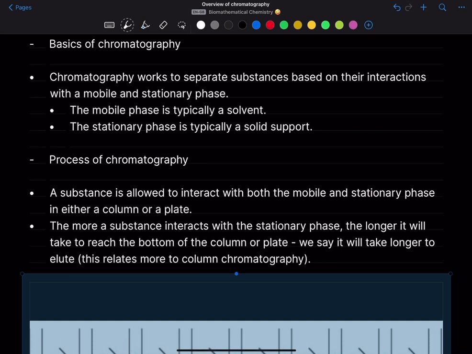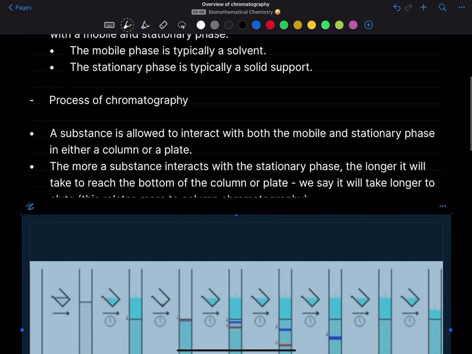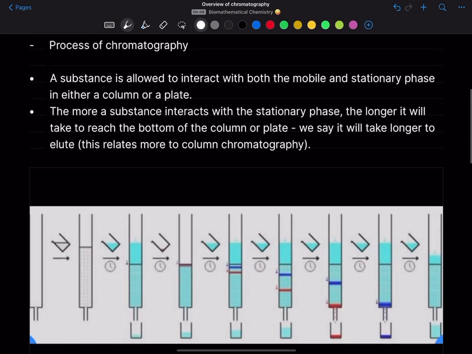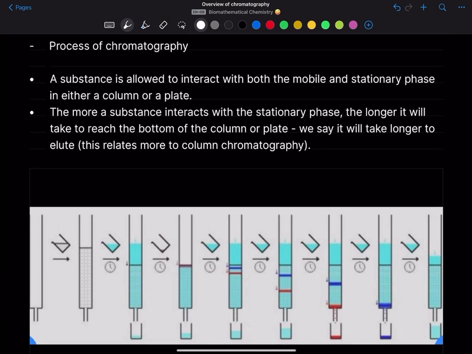I won't go deep into why that is the case, but I'm just going to continue on with the rest of this topic. So, the process of chromatography. A substance is allowed to interact with both the mobile and stationary phase in either a column or a plate. The more a substance interacts with the stationary phase, the longer it takes to reach the bottom of the column or plate, and we say it takes longer to elute.